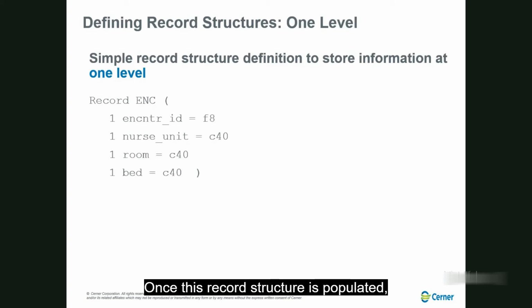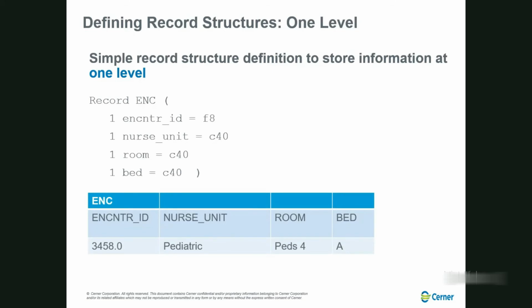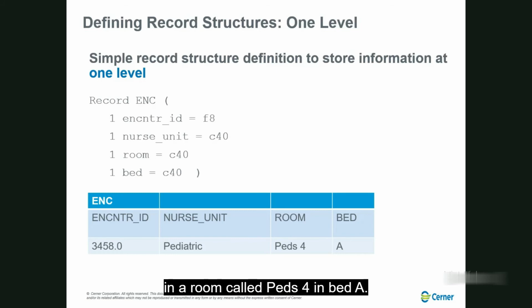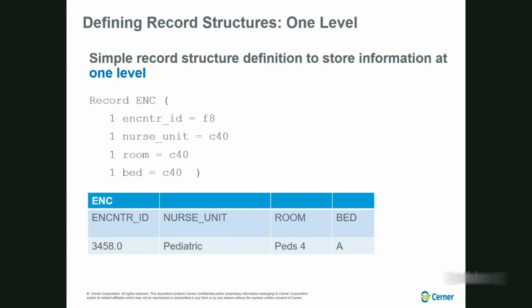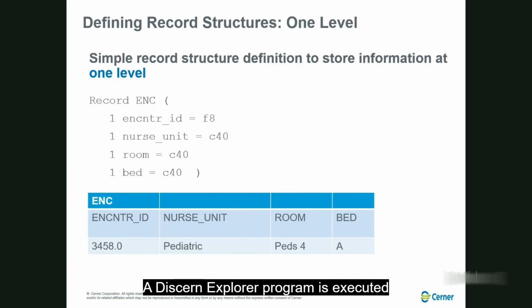Once this record structure is populated, think about it as one row of data. Encounter ID 3458 is in a pediatric nursing unit in a room called PEDS 4 in Bed A. Maybe this is information being passed from a front-end application, like a reply structure. A Discern Explorer program is executed and accepts the information from the record structure. A query gathers information related to that encounter and creates a report that displays diet orders, a list of medications, and other pertinent information.